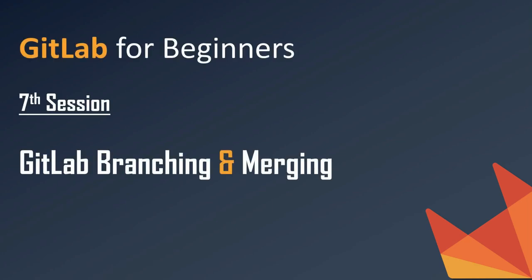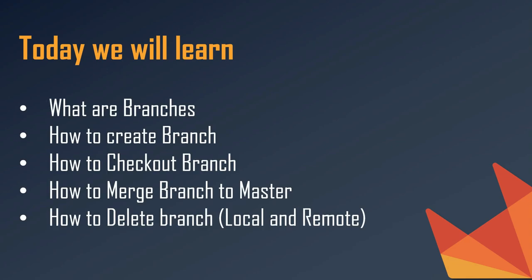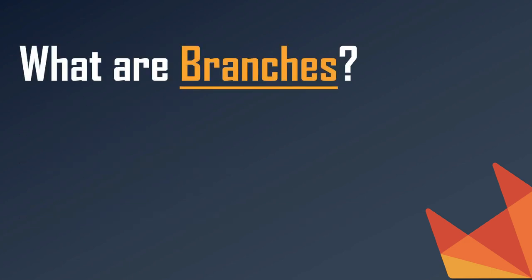In the previous session, we showed what CI/CD is in GitLab. Now, today we are going to learn about branching and merging. So today we will learn what branches are exactly in Git, how to create a branch, how to check out a branch, how to merge a branch to master, and then we will see how to delete a branch. So, let's get started. What are branches in Git?